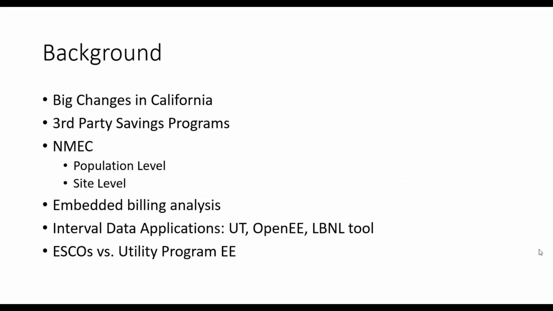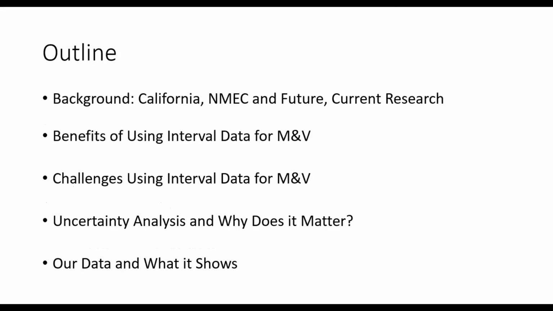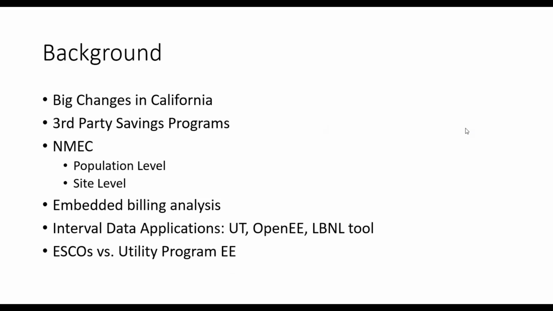They have different programs that reach out to different energy-using clients and help them to save energy. What's happened in California is the state legislature has decided that they want to see Option C M&V happening instead of the way we have been doing it with spreadsheets. They call it NMEC. It's normalized metered energy consumption. Is that right, Kevin? Yeah, that's right.